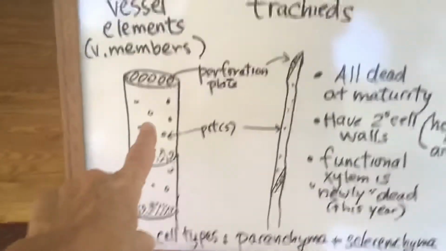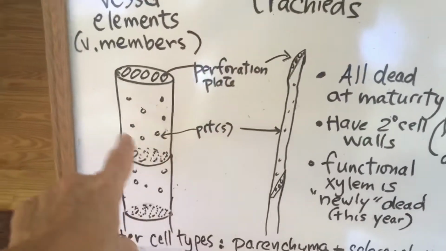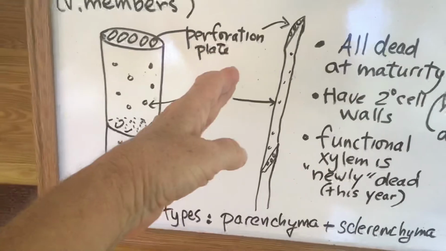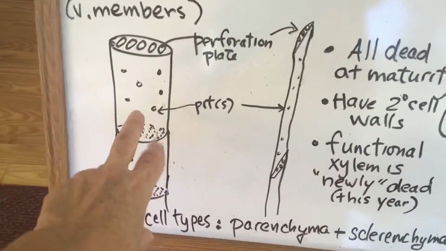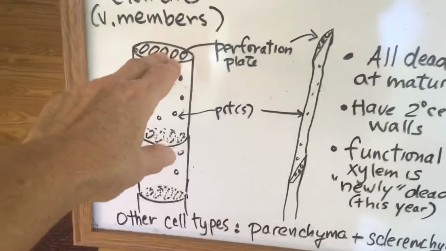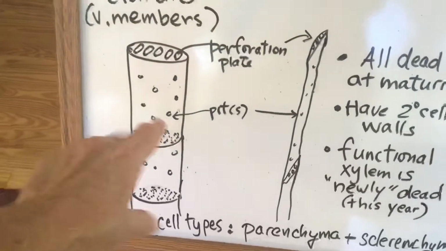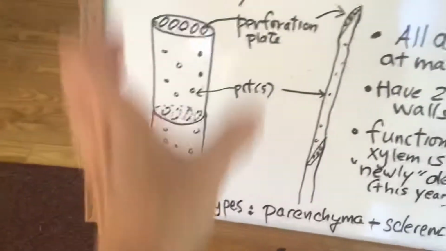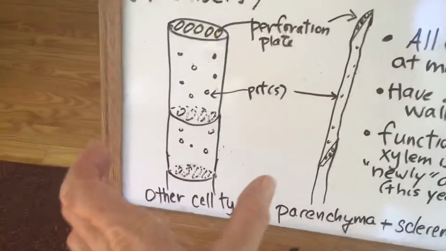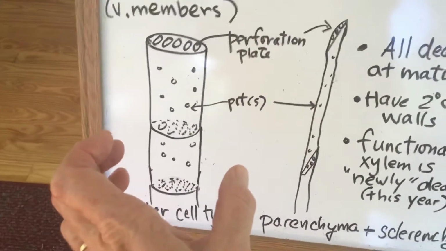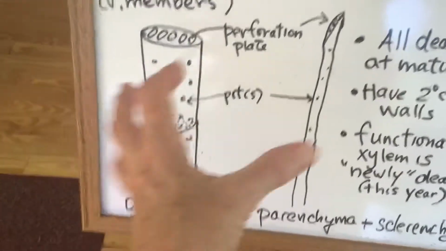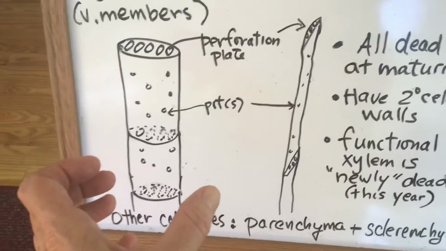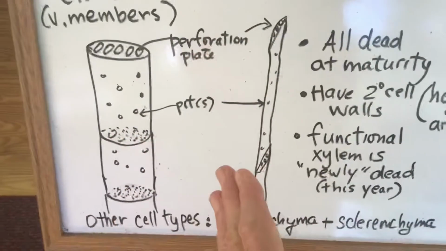There's also little holes in the side of each cell called a pit, and those pits allow water to go sideways. So say, for example, something was blocking this perforation plate, then the water could go sideways and go into the neighboring tube, so that water being sucked up the plant can go in many different ones of these tubes that are all in a unit together. The tracheids also have that.